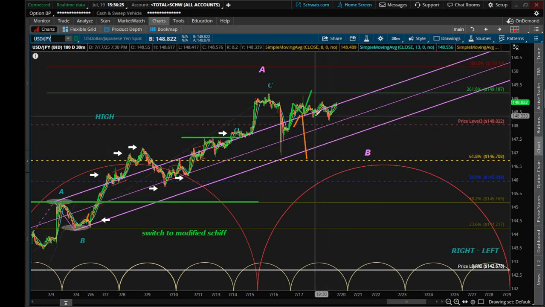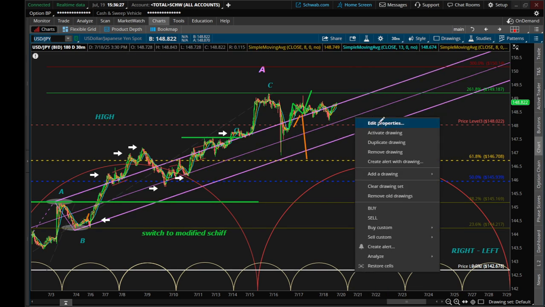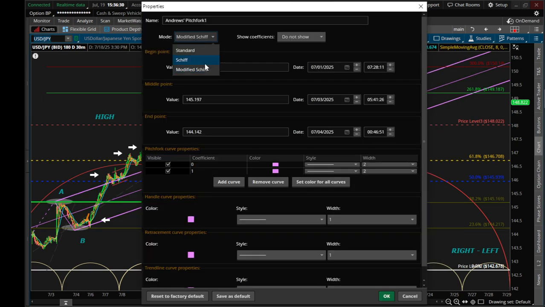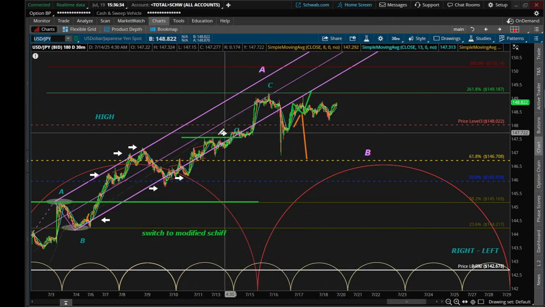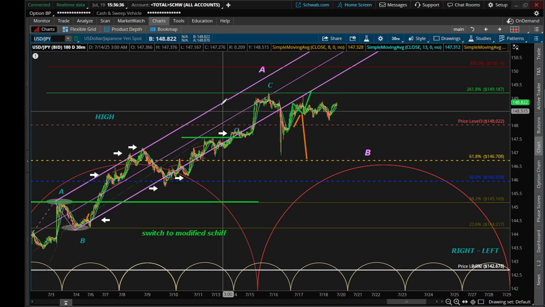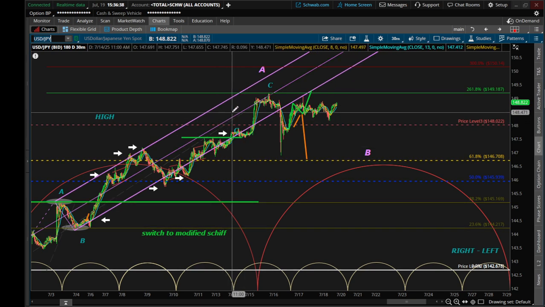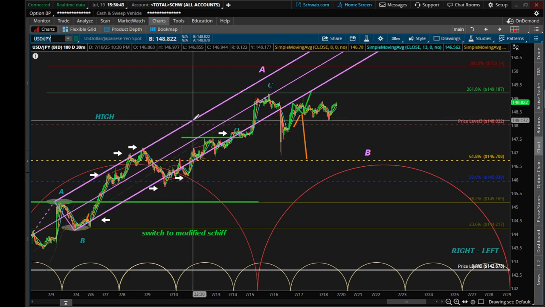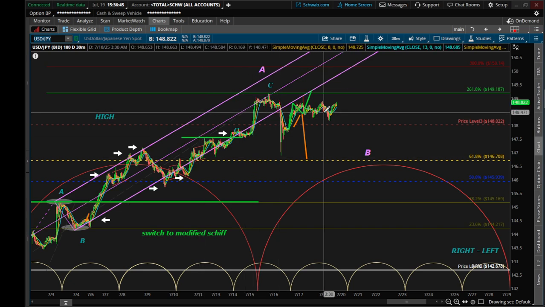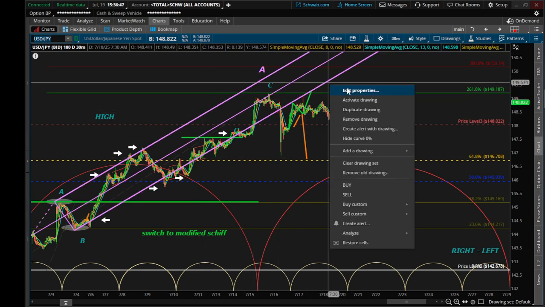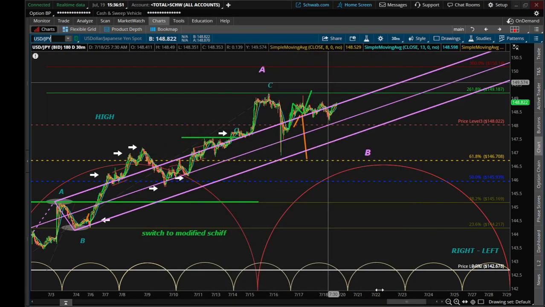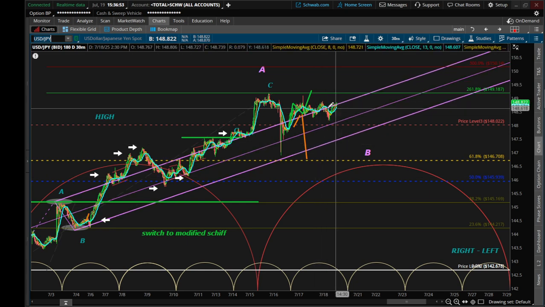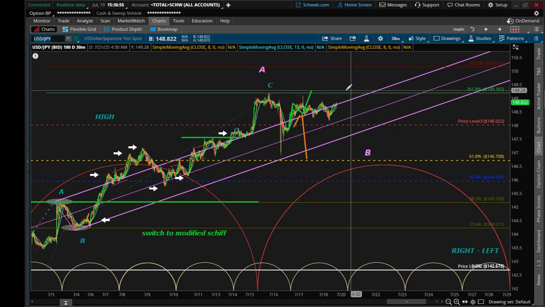Now, let me switch it back real quick. Before, you noticed that we were outside the pitchfork. So this is bearish. Anything below the median is bearish. Anything above it is a bullish trend. So with this pitchfork, we're showing bearish momentum. When we switch it to the modified, now we're showing bullish, not only bullish, but almost an overbought scenario.